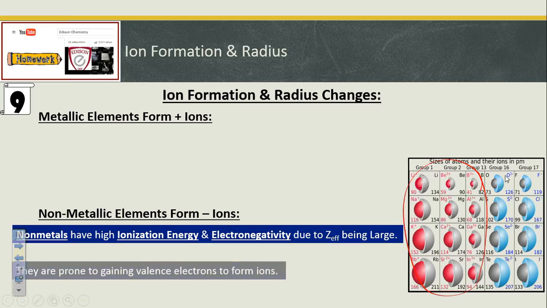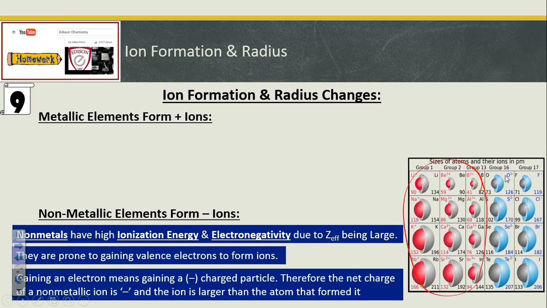Nonmetals have high ionization energy and electronegativity because these guys scavenge electrons really well. They have high effective nuclear charge. So they have a really strong hold on their valence shell, or any shell of electrons for that matter. And they even want to steal electrons from other elements too. So that's why they're prone to gaining valence electrons to form ions. They like to gain. And when you gain an electron, you're picking up a negatively charged particle, which puts your positive and negative out of balance, and the net charge is going to be negative.